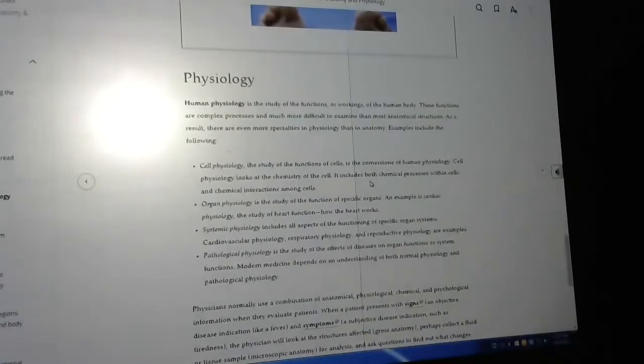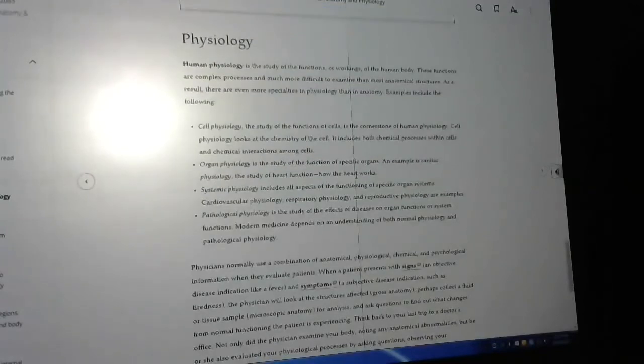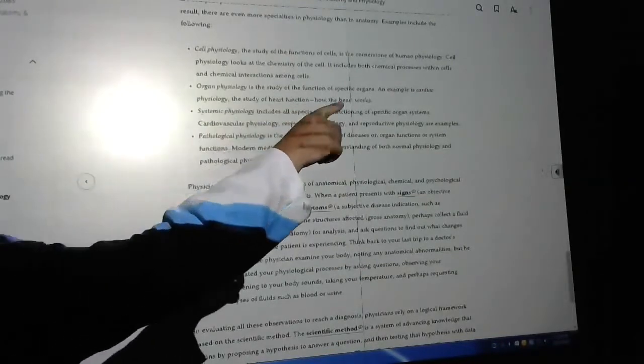Physiology: human physiology is the study of the functions or workings of the human body. These functions are complex processes and much more difficult to examine than most anatomical structures. As a result, there are even more specialties in physiology than in anatomy: cell physiology, organ and systemic physiology, and pathological physiology. Of course, what's pathology? That is disease.